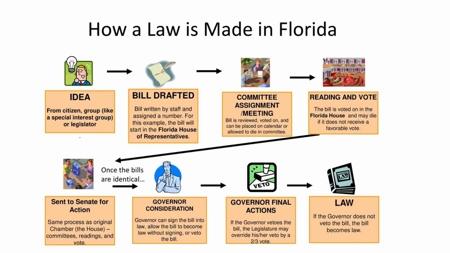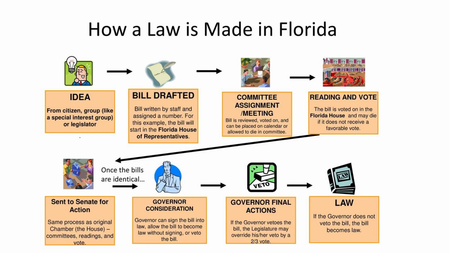Next, to better understand legislative history, it's helpful to understand how a law is made in Florida. And it's very similar to how laws are made at the federal level. First, a citizen, a special interest group, a legislator, somebody has an idea for a law. Next, a bill is drafted, and the bill is then sponsored either by a legislator in the House or a legislator in the Senate, and the bill will be assigned a number.